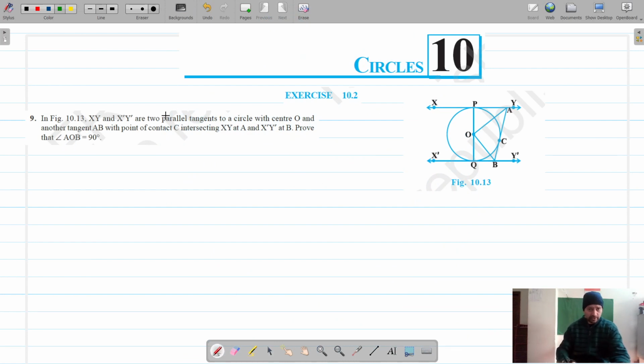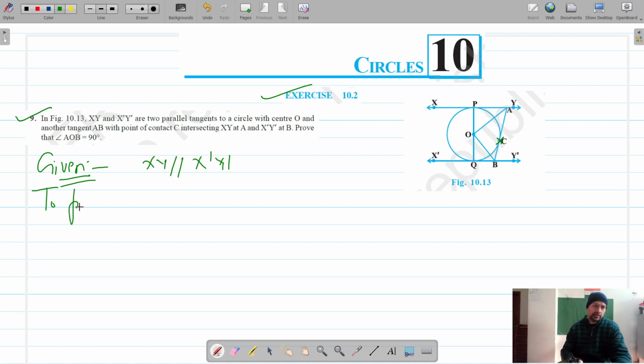So welcome to Pratham Science Academy classes, and we are on question number 9 of exercise 10.2. What is given in the question is that XY is parallel to X dash Y dash. These are two parallel tangents. And the lines from O meet XY in A and X dash Y dash in B, and we have joined AB, so that is one more tangent that has its endpoints on XY and X dash Y dash and the point of contact as C. So we have to prove that angle OAB is 90 degrees.